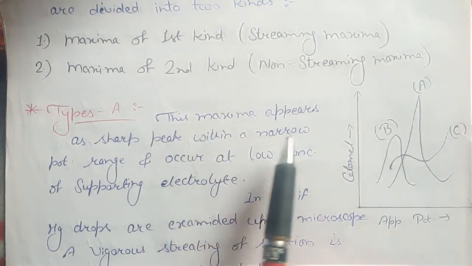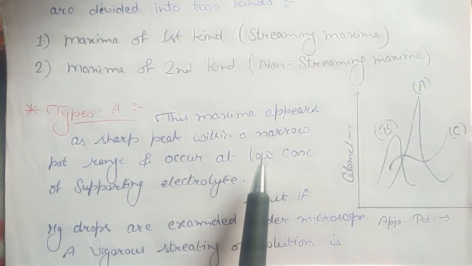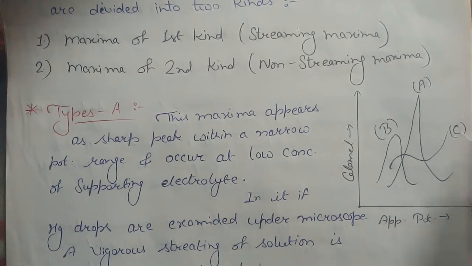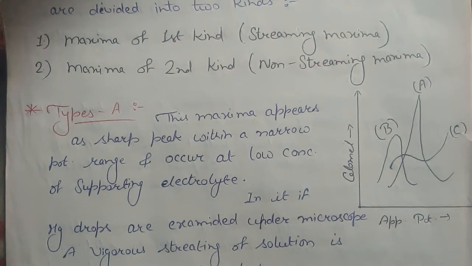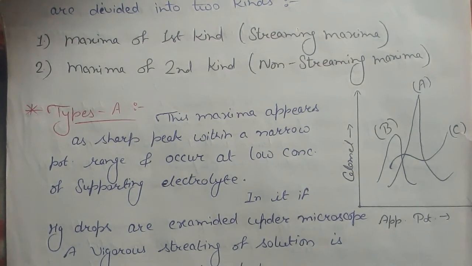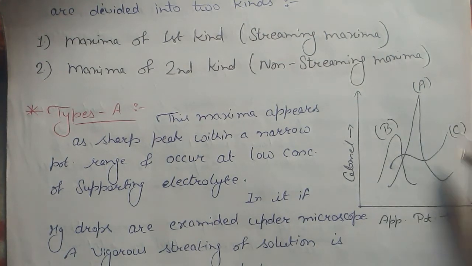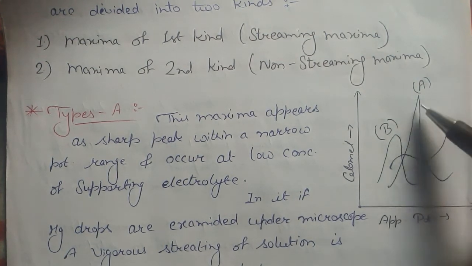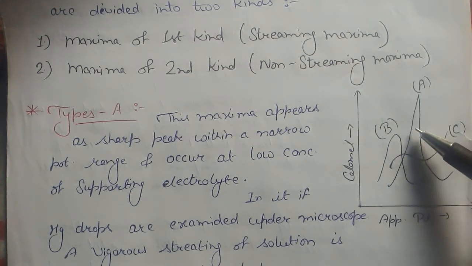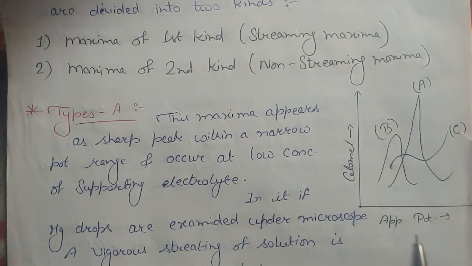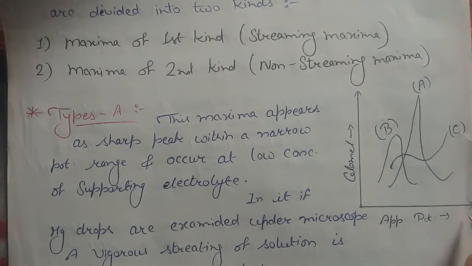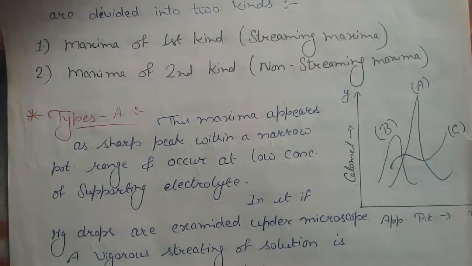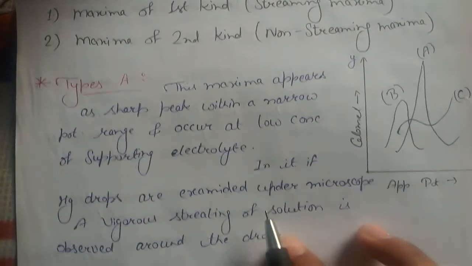The maxima appears as a sharp peak within a narrow potential range and occurs at low concentration of supporting electrolyte. You can look at this diagram: the maxima with a sharp peak is given the name A, with a narrow potential range, right guys? With low concentration of supporting electrolyte. Here is our potential range, here is calomel. So you can show the graph like this. This is our x-axis and this is the y-axis. I hope you are getting this.